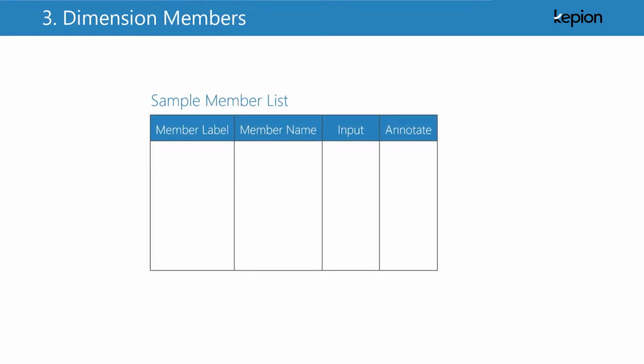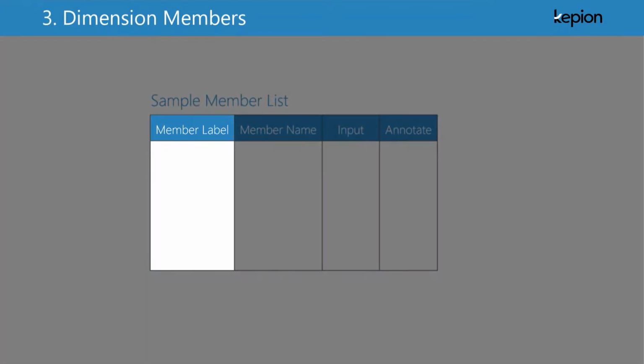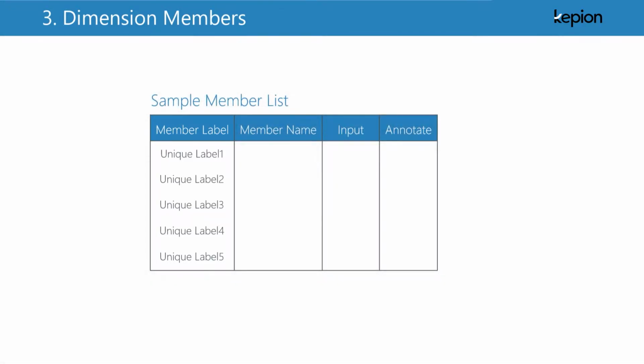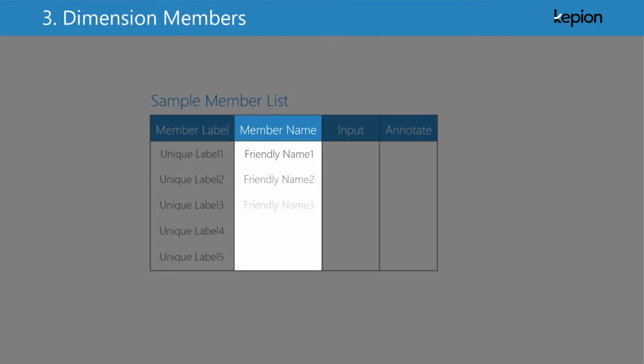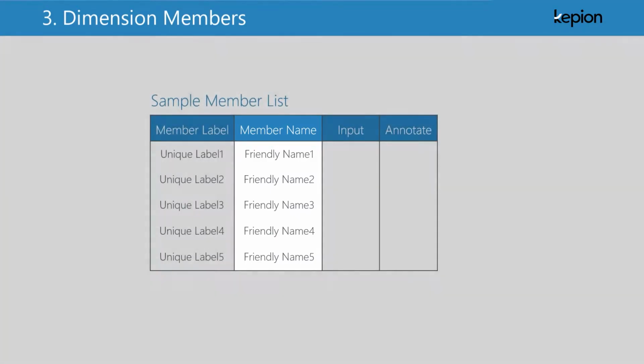This is a sample of the information we need to define a dimension member in Kepion. It begins with a member label column. Member labels are used as unique identifiers within Kepion, and ideally, they're not changed once they've been set. It's recommended to choose a descriptive name for member labels so that the members can be easily identified. Next, there's a member name column, which is a friendly display name for your dimension member. The name here will not impact functionality other than how the dimension member is displayed within Kepion.